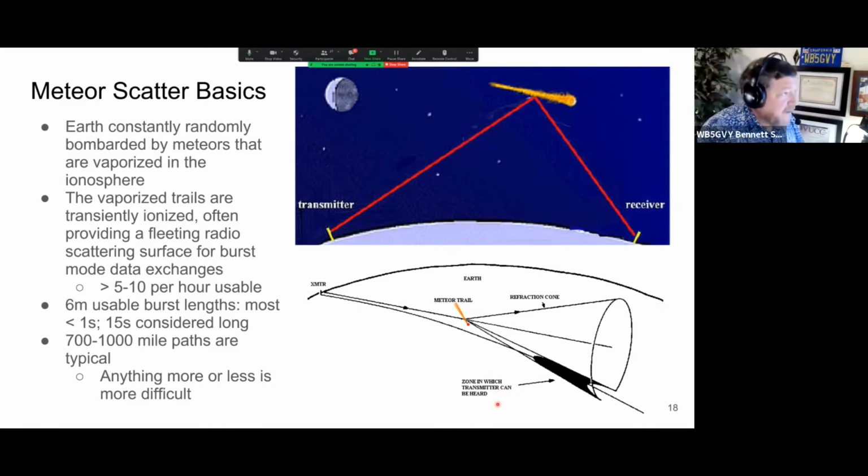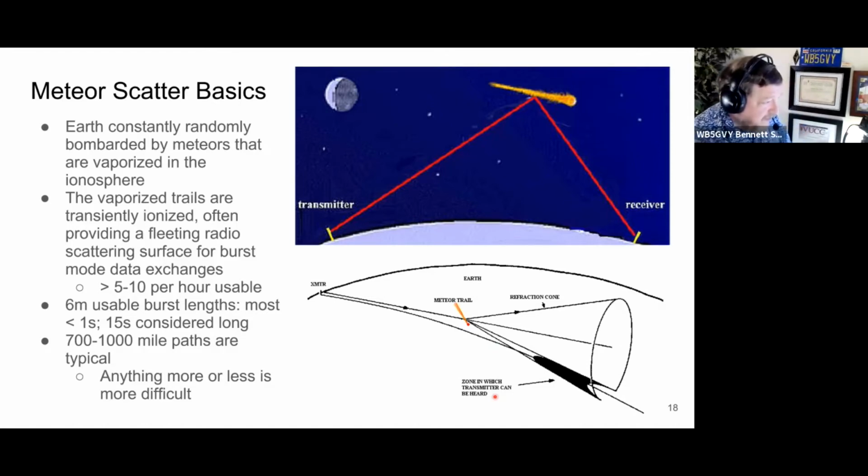Let's see, in the lower right, the graphic basically shows that there's a cone that's established by the scattering, and the parabolic shape on the ground is sort of the projection of where that cone intersects with the surface of the Earth. And so that's theoretically where the transmitter can be heard in that area right there.